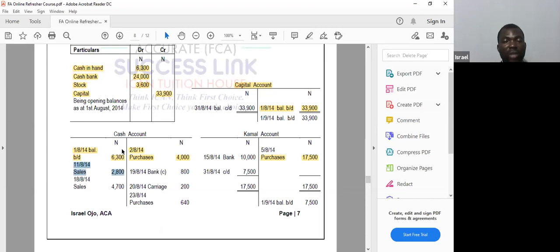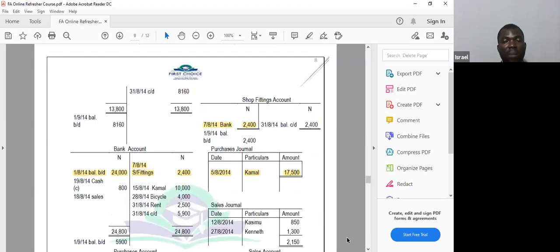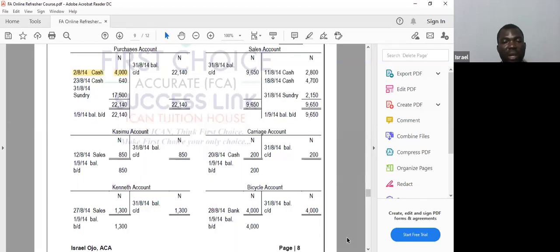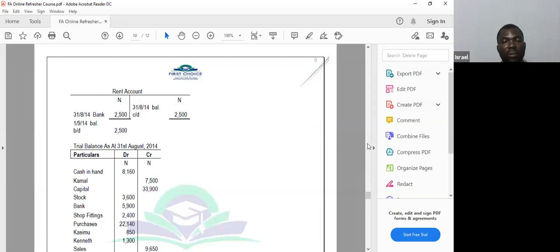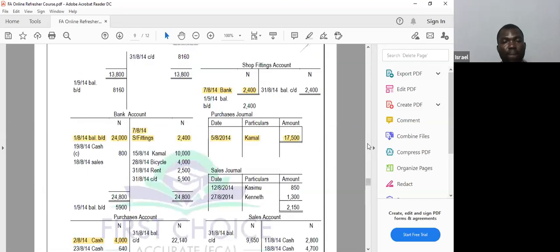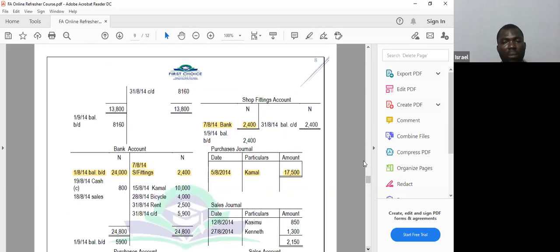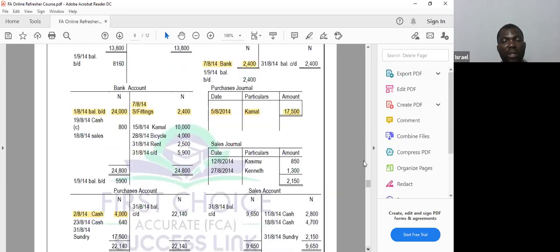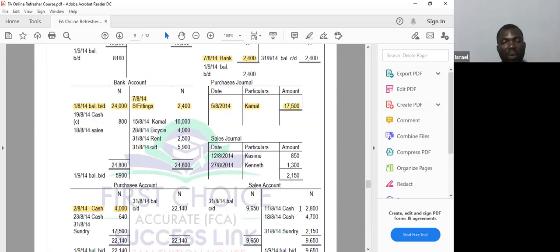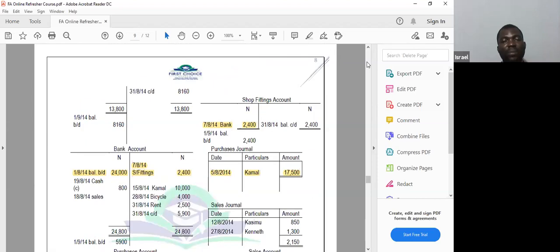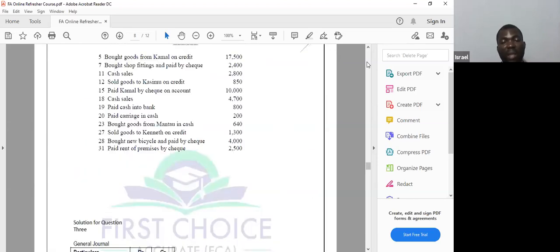It's receiving 2,800. And my second leg, we go to my sales. I'm trying to see my sales account. I credit my sales account. What I've done is that I've posted it.